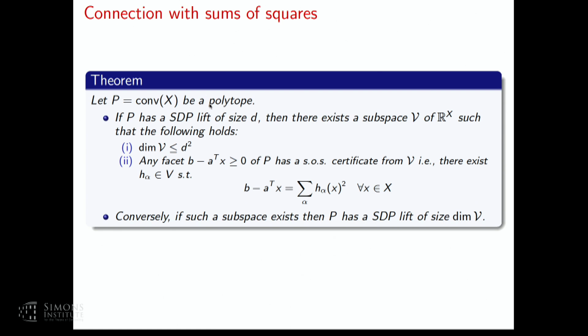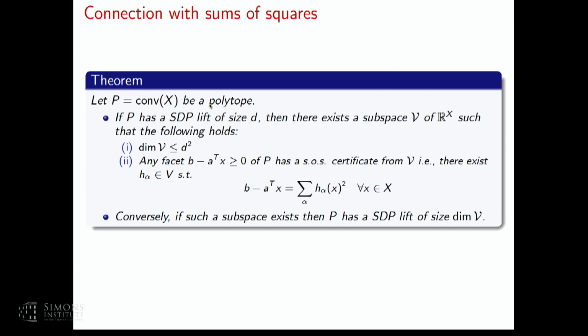Okay, and so are there any questions about this? Is this kind of clear? I just want to make the point that constructing an SDP lift of a polytope, okay, is equivalent to certifying the facet inequalities of this polytope using sums of squares from a certain subspace, and the dimension of this subspace is what governs the size of the SDP lift.